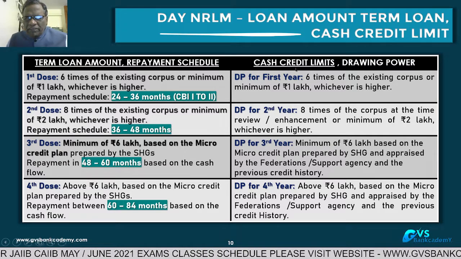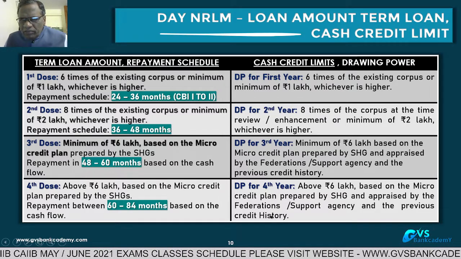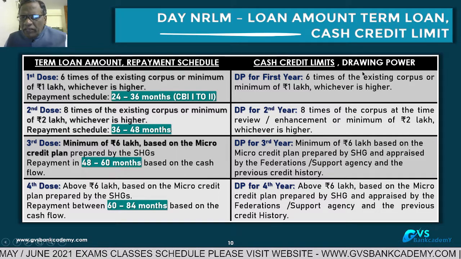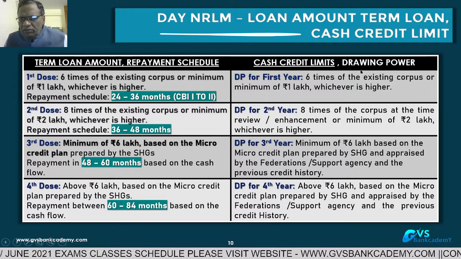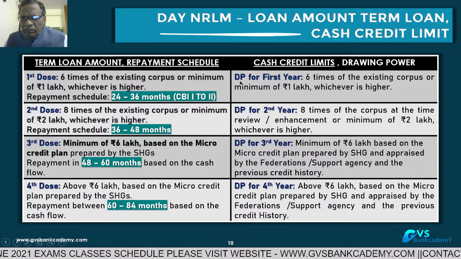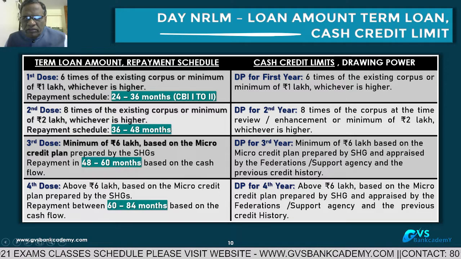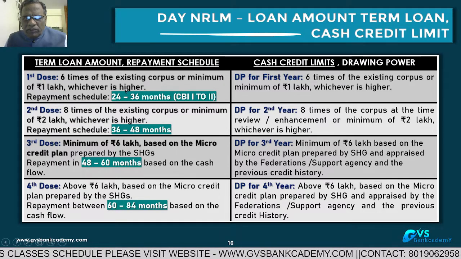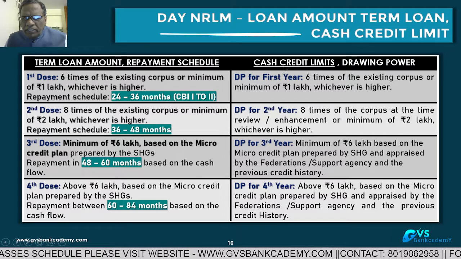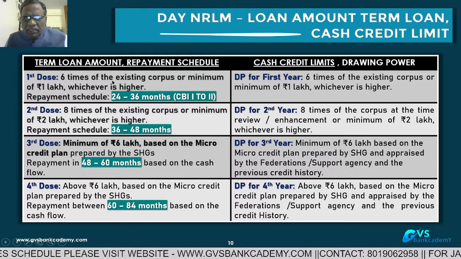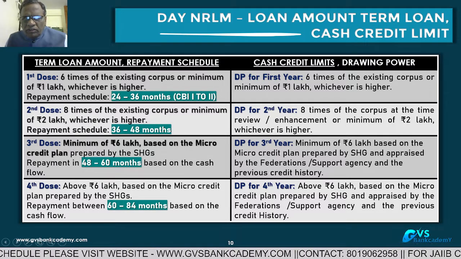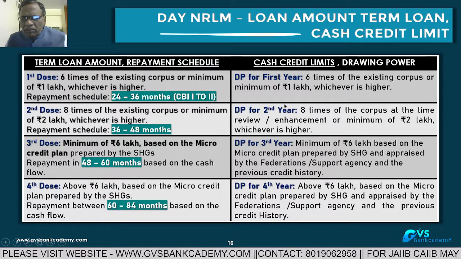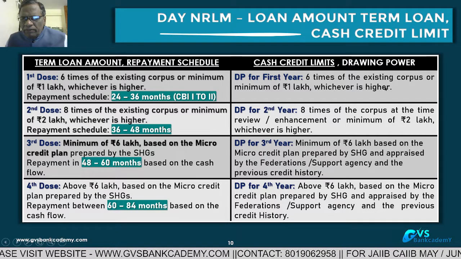Otherwise, if you are sanctioning cash credit limits, these conditions are applicable. If you are giving cash credit, there is drawing power. Drawing power means allowing operations in that account. DP for the first year is the same: 6 times of the existing corpus or minimum 1 lakh, whichever is higher. In cash credit, there is no repayment schedule.